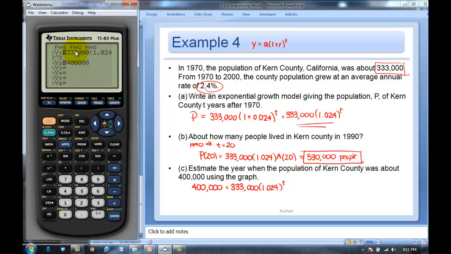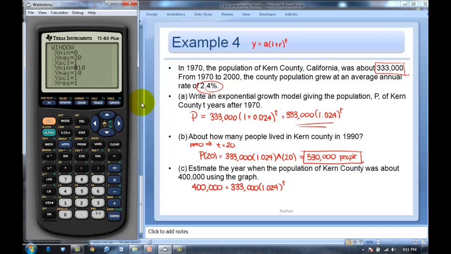So before we go to graph this, we obviously know that our y is getting huge in this case. So let's play with our window so that we're going to be able to see something. Well, what does x represent? X represents our time. So you know that the x can't be less than 0. So let's make it start at 0, and let's just go up to 20 years. That's the year 1990, right? Always leave your scale at 1.